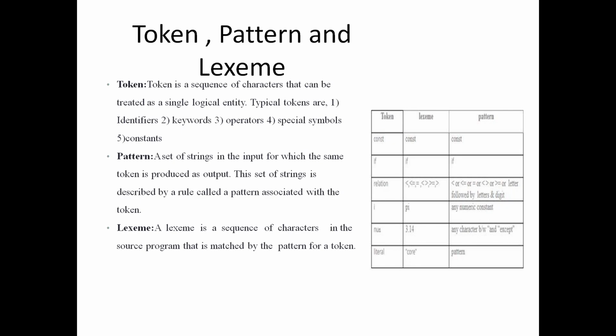For example, in the previous expression we have initial. Initial is a sequence of characters, and that matches with identifier, so that is one of the lexemes. Similarly, plus is an operator. So whatever lexeme we have, the corresponding token is produced.